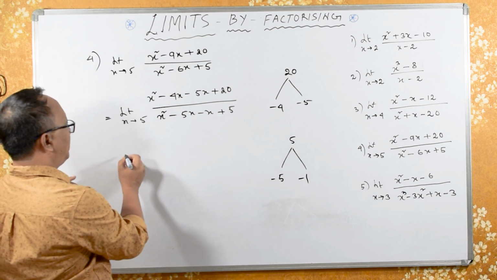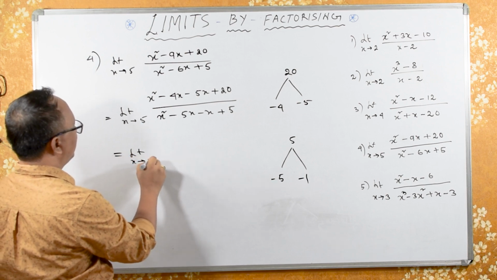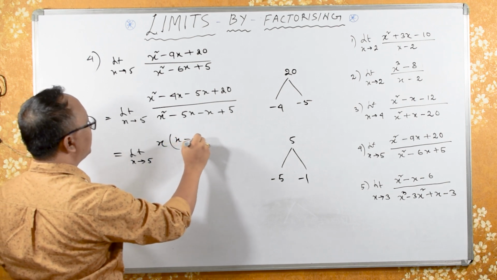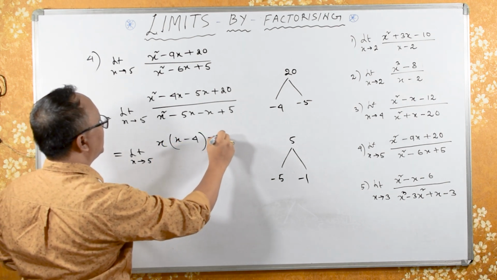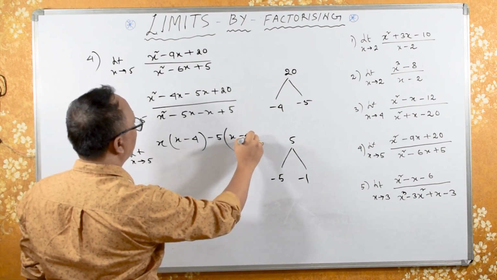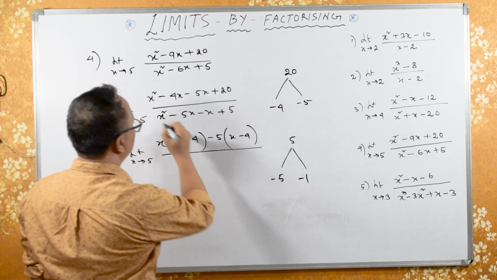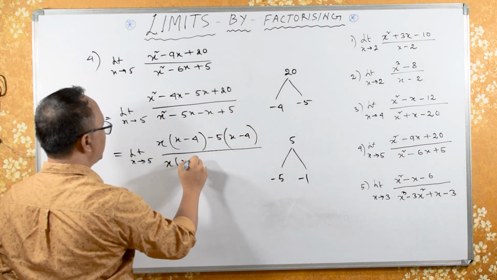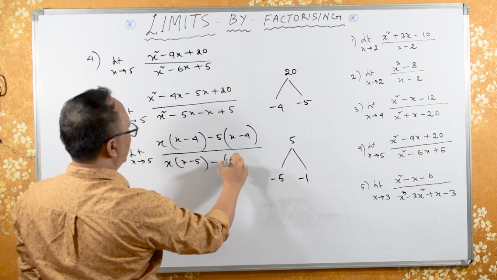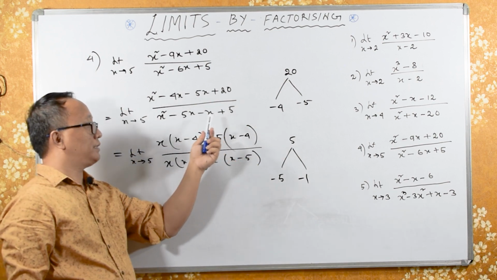Therefore, limit of x tends to 5. From here I can take x common. If I take x common, then x minus 4. Here I can take minus 5. Here x minus 4, 5 4s are 20, I am getting plus. Similarly, I can take x common, x minus 5, minus x minus 5. Why? Because minus into minus is plus.